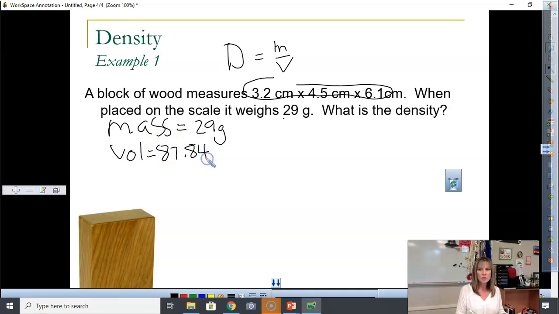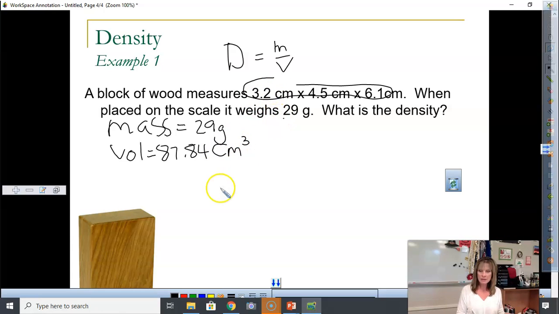87.84. Okay, so is this going to be milliliters or is this going to be grams per cubic centimeter? It's going to be grams per cubic centimeter. So we go back here and we'll label it. We need to make sure we label these grams per cubic centimeter.